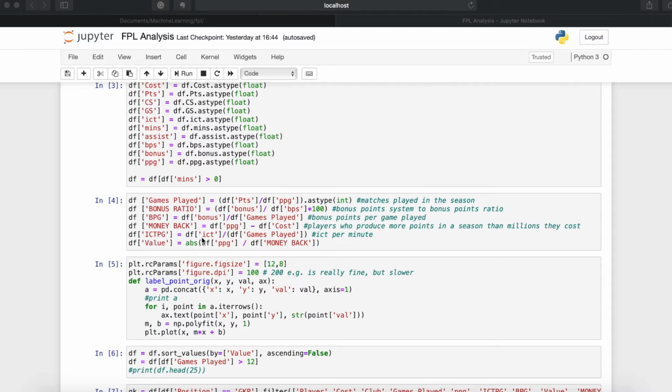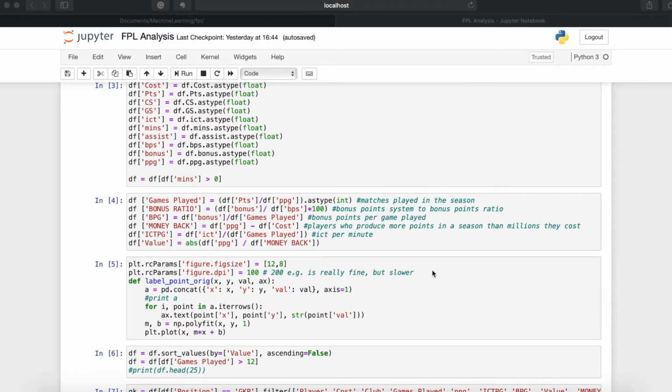But then by taking an absolute value and dividing the points per game by this money back, we can get a metric to work out how valuable a player is. Does the number of points they get per game on average seem to be a decent level compared with the price they will cost us? So the ideal situation is they're very high scoring on points per game and their money back score is very low. So we're quite likely to get our money back and they score a huge number of points.